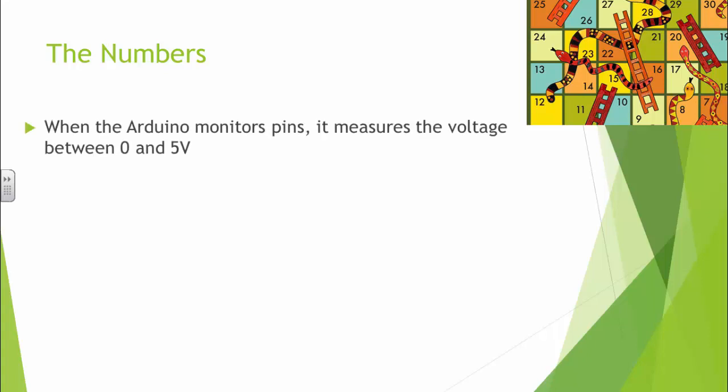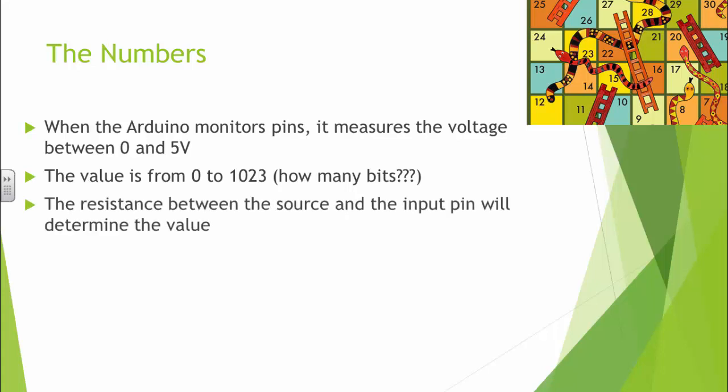So if you're using these pins, of course, the voltage, the potential that's available to us is 0 to 5 volts. If we're looking at analog results, the value will be from 0 to 1023. How many bits is that again? I'll let you work that out.